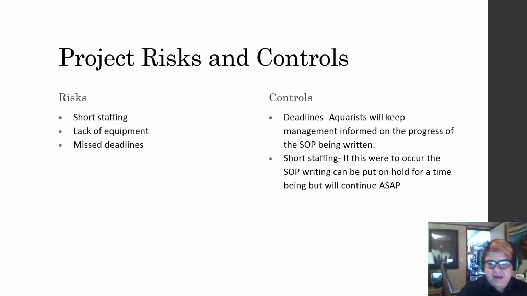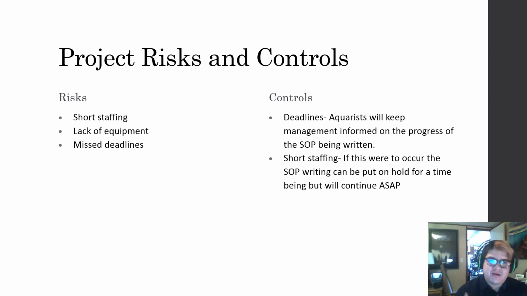Project risks and controls. Now we're talking about risks. Again, we're going through a short staffing situation, and it has put a halt on this project, but we will get back on it. I promise you that. Lack of equipment. We've seen that with one single computer, but we're hoping to have another computer online very soon. And just human nature of people missing deadlines. So deadlines. An Aquarius will keep management informed on the progress of the SOP being written.